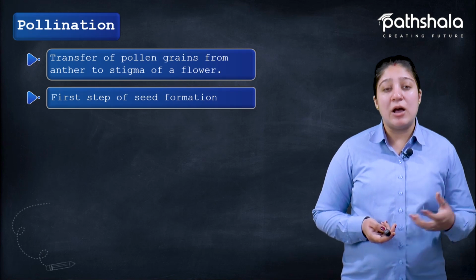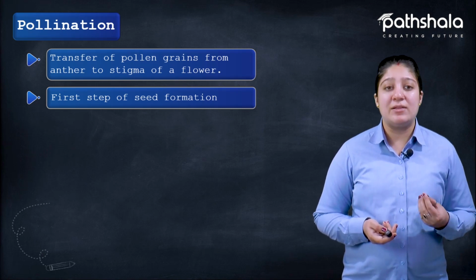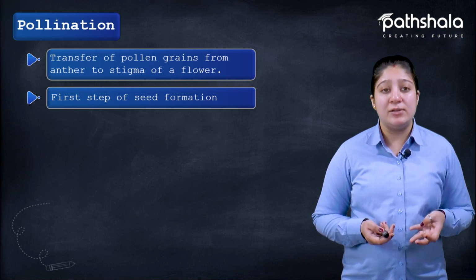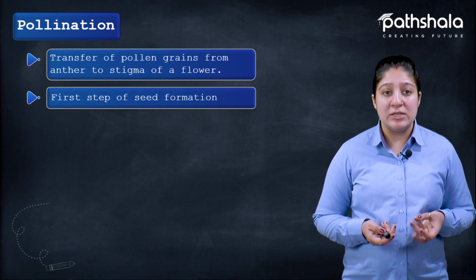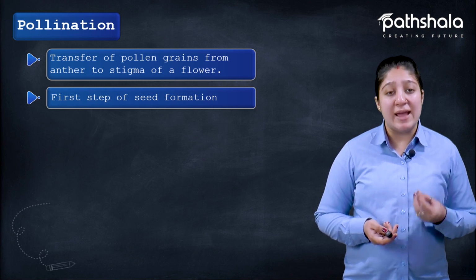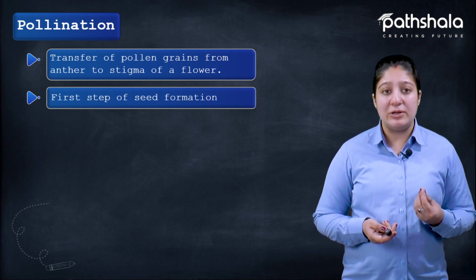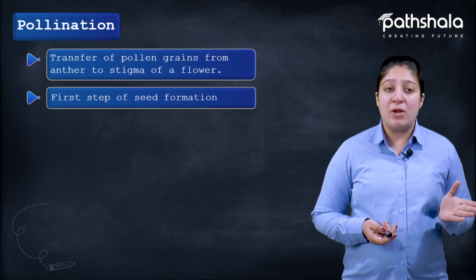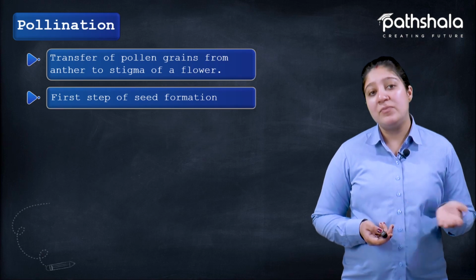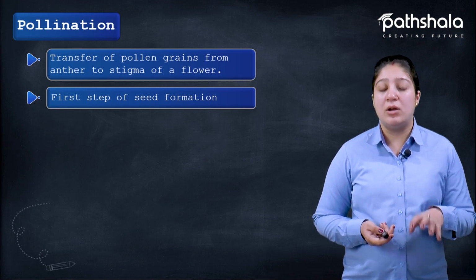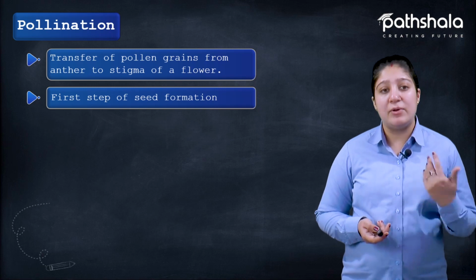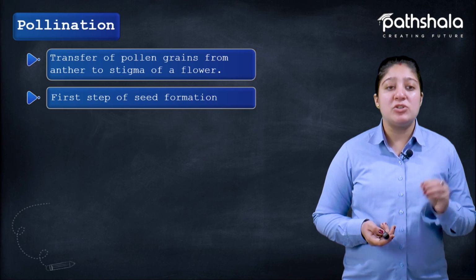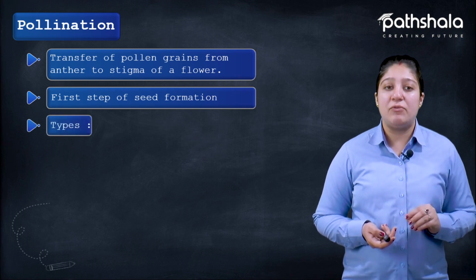Now, how does this process go on? Just by some agents. Agents here can be wind, some animals, some insects, which do the pollination process. As the pollen grains are sticky in nature, they stick to these agents. And when the agent goes from the anther to the stigma, the pollen sticks from their body onto the stigma, and then the further process of fertilization takes place. So this is the first step of seed formation.